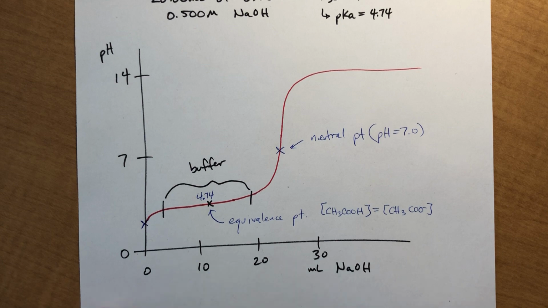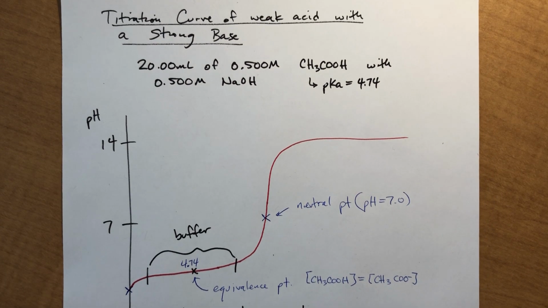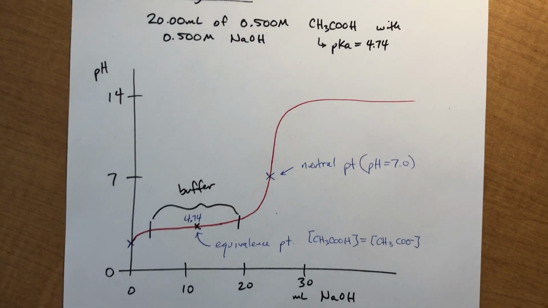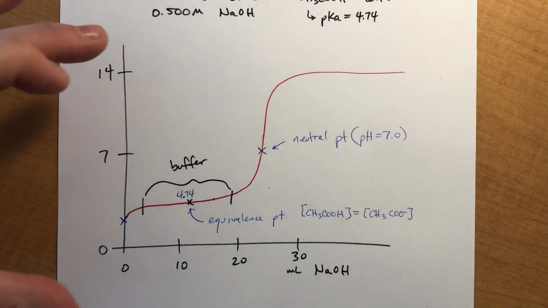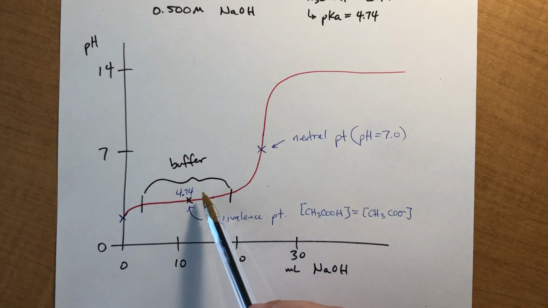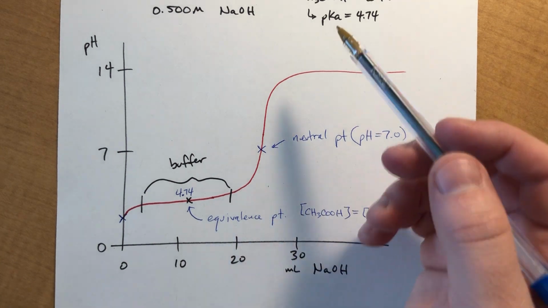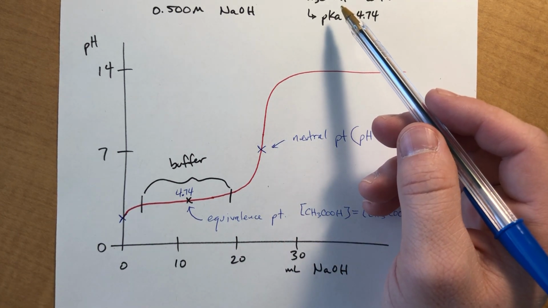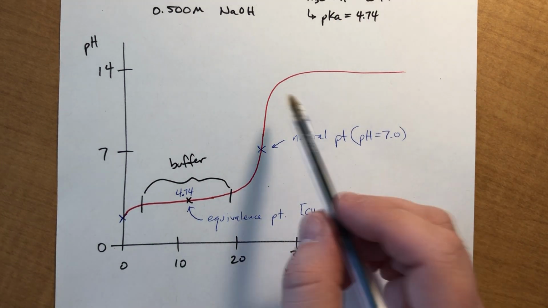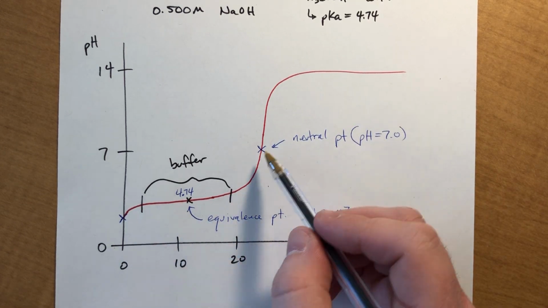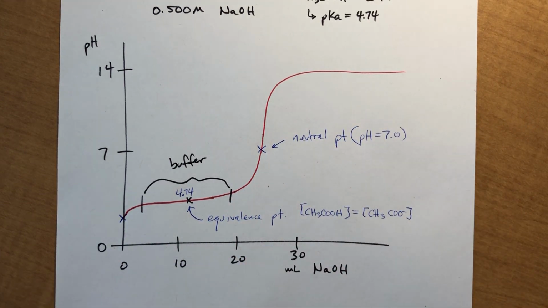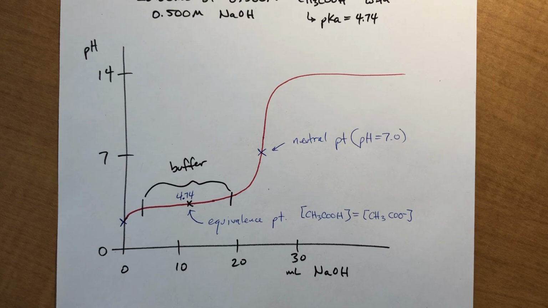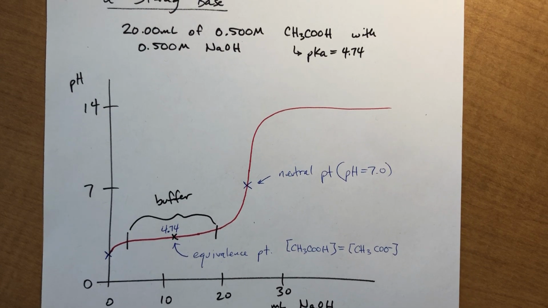Okay, so again, I'm not going to make a huge deal out of this, but I do want you to understand the basic concepts as to why this doesn't quite look like the other one. If you had something that for some reason had a buffer region more in the basic region, you might actually get to the neutral point before you get to the equivalence point. Okay, so this gets a little muddier.